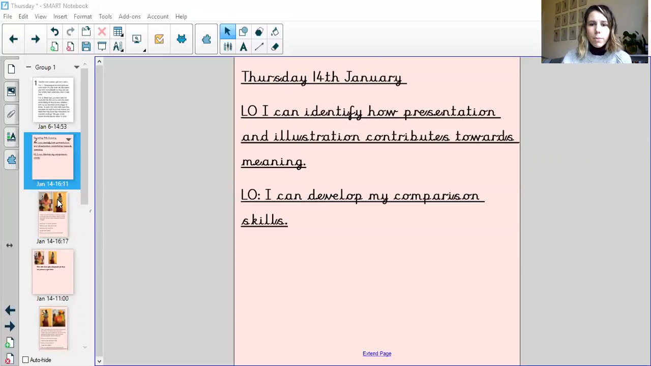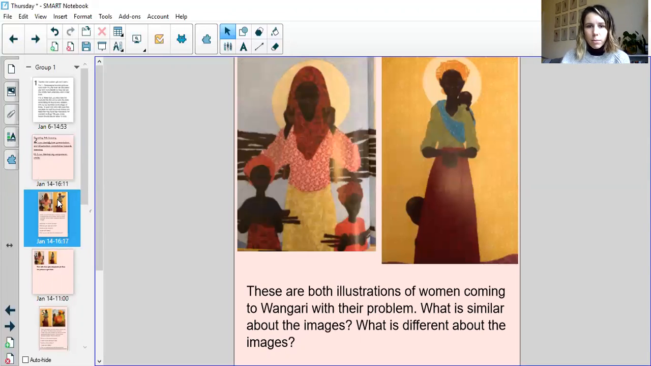So the first two pictures that we're going to be looking and thinking about are these two. Now we know that these are the women who came and visited Wangari, the first two women. So we are going to think about what is similar and what is different. Now you will see, hopefully you would have seen that you have got a sheet saved in today's lesson with these two pictures on, and you've got the similarities and the differences.